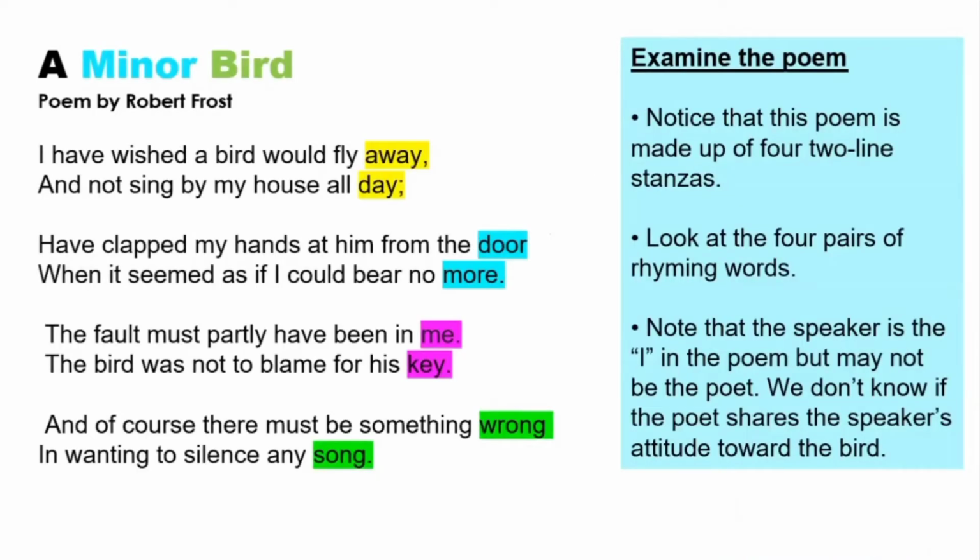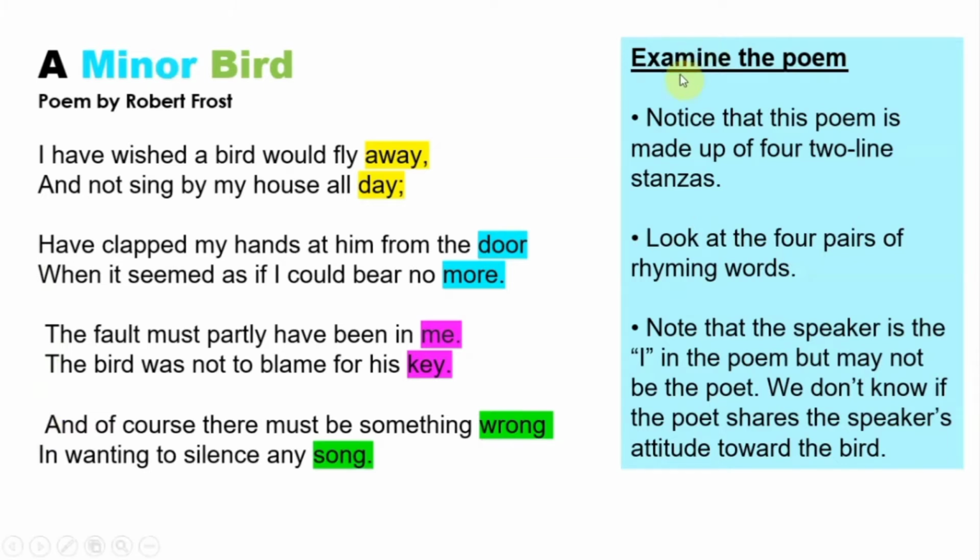Let's analyze a poem, A Minor Bird by Robert Frost. I have wished a bird would fly away, and not sing by my house all day. Have clapped my hands at him from the door, when it seemed as if I could bear no more. The fault must partly have been in me. The bird was not to blame for his key. And of course, there must be something wrong in wanting to silence any song.